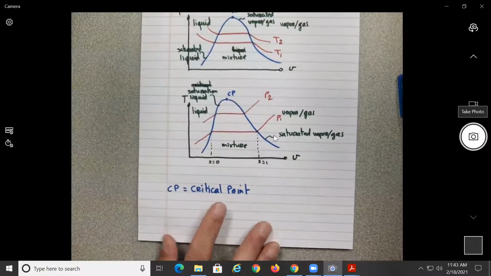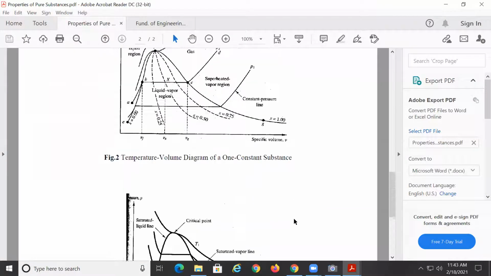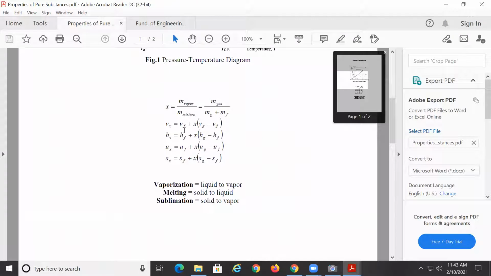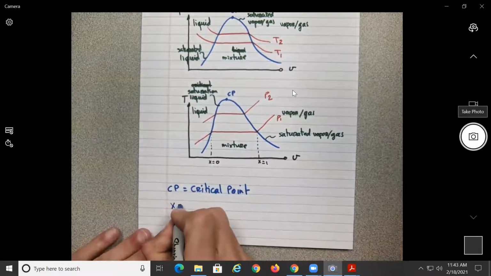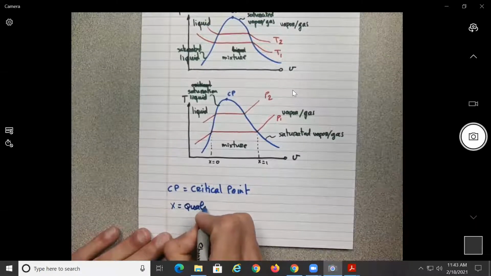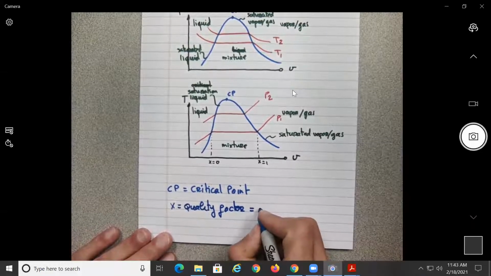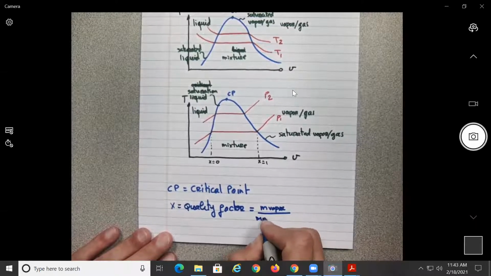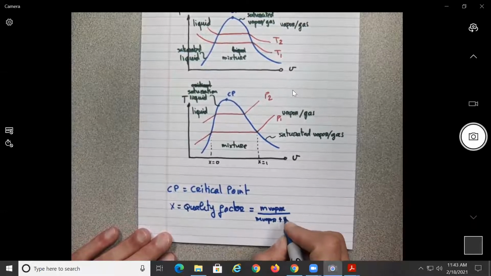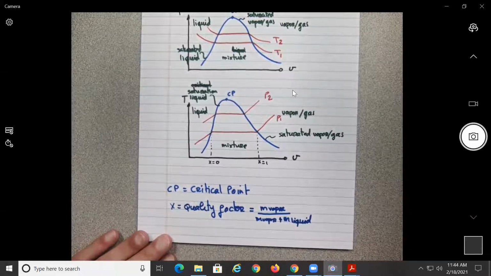So maybe here on the notes, I'm going to add these equations. You can write down here: x is the quality factor, which is defined as the quantity of vapor or gas divided by the mass of vapor plus the mass of liquid. So basically it's the percentage of gas or vapor in the mixture.